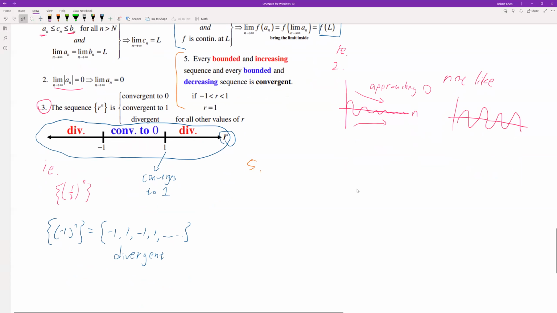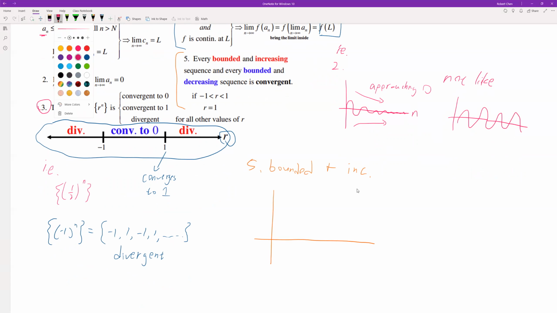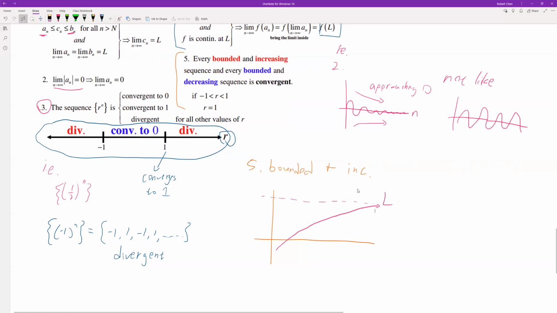Okay, so point 5 says bounded and increasing. Let's say this is my graph, and then we have a ceiling right here. Let's call that L. Then what this sequence is going to be doing is increasing, but when it gets very close to L, it's going to be very close to L but never crossing it, because L is your upper bound. So in this case, the sequence is going to converge to L.